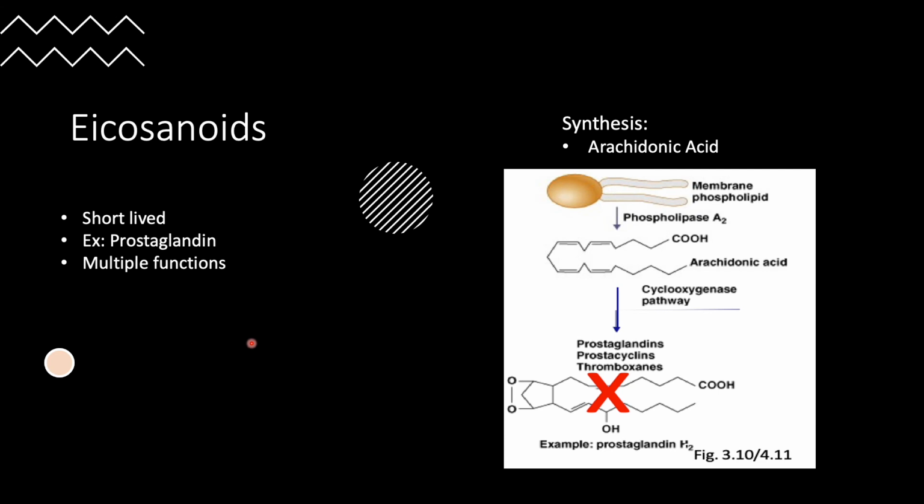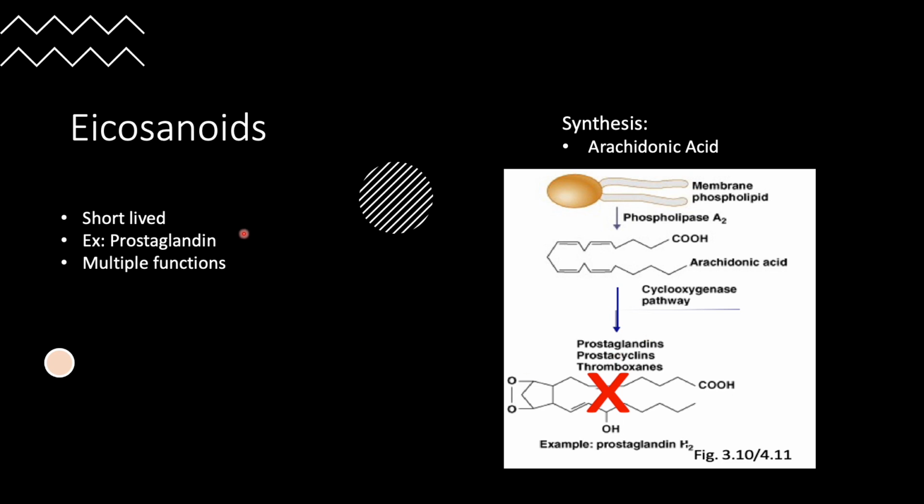The last one here is eicosanoids. So these are short-lived hormones. An example of eicosanoids are prostaglandins, and they have multiple functions, which we'll get into in a bit. So let's just look at the synthesis. So the synthesis actually starts with basically enzymatic modifications on arachidonic acid, which is a fatty acid, okay? So the arachidonic acid is actually cleaved from the membrane phospholipid here via phospholipase A2, okay? So we have arachidonic acid, and then we go through the cyclooxygenase pathway.